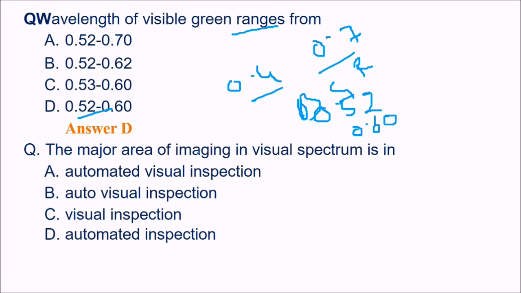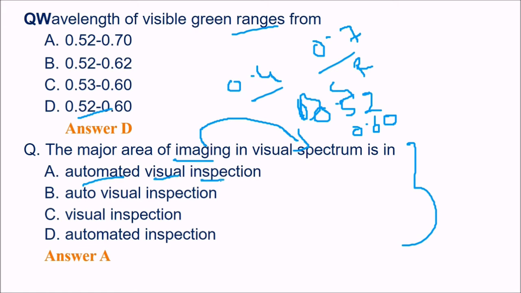Now, the major area of imaging in the visual spectrum is. The answer is A, automated visual inspection.